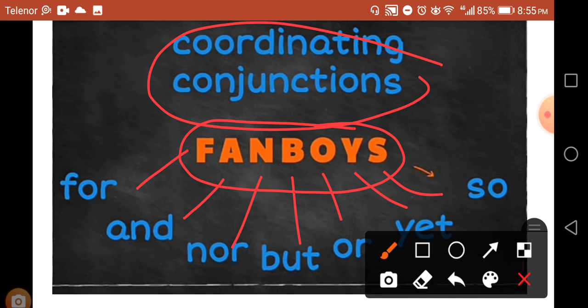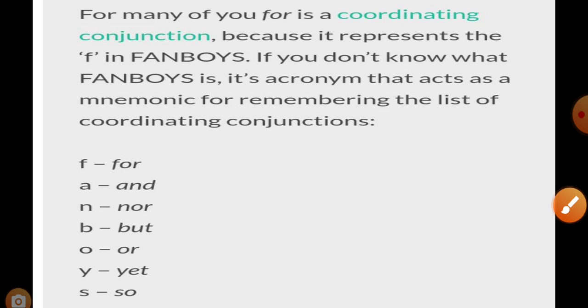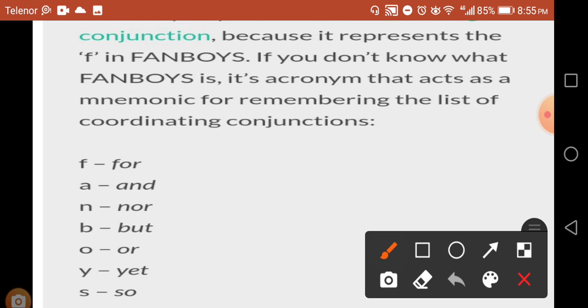Conjunctions, as you know, are words which join two words, two sentences or two phrases. So these are known as the FANBOYS, and another name given to them is coordinating conjunctions. Now see what work they can do for us. Coordinating conjunctions are known as the FANBOYS. Why? Because it's an acronym which we use for these coordinating conjunctions.